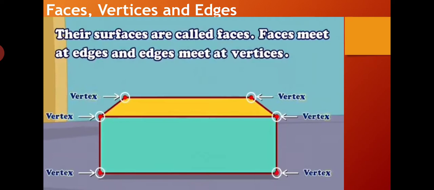So how many faces can you see in this slide? 2 faces you can see very well. Then faces meet at edges. How many edges can you see? 7 edges you can see. And how many vertices can you see? 4 plus 2, 6. 6 vertices you can see.